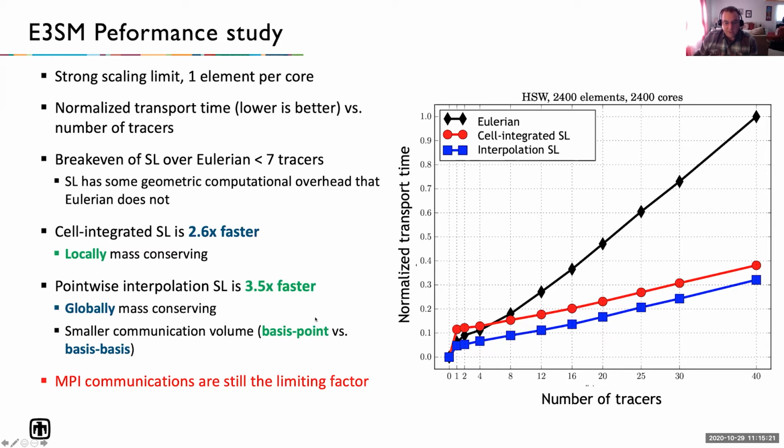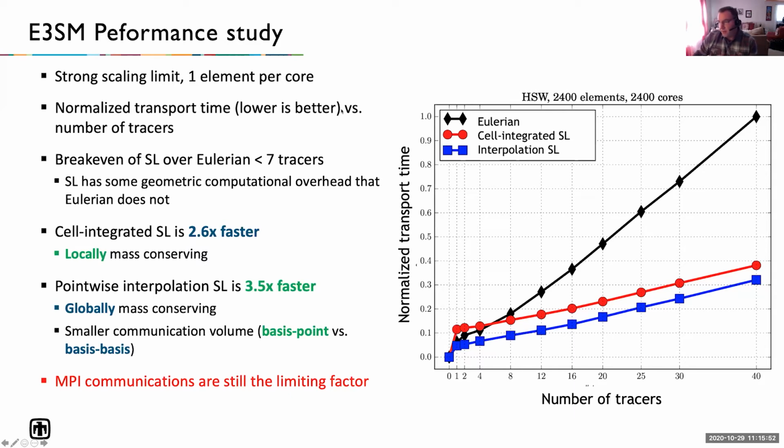And the reason it's faster is because in the cell integrated method, we have basis to basis interactions. With the pointwise method, we just send a request to the element that contains the departure point. That element computes the tracer and sends the result. So it's just basis point interactions. The communications are much smaller, but communication is still a limiting factor, even for this blue method here.